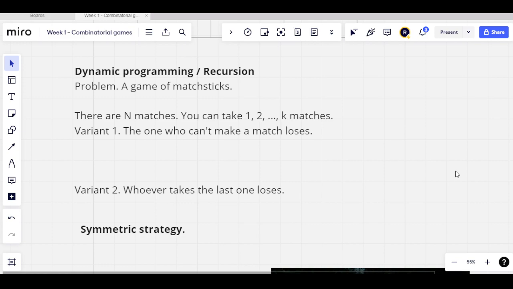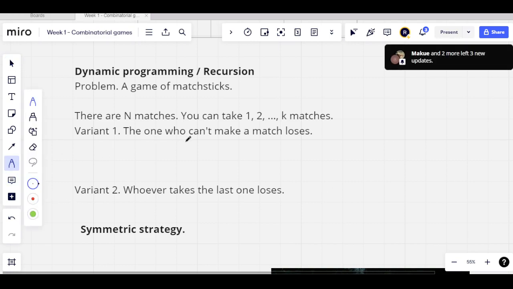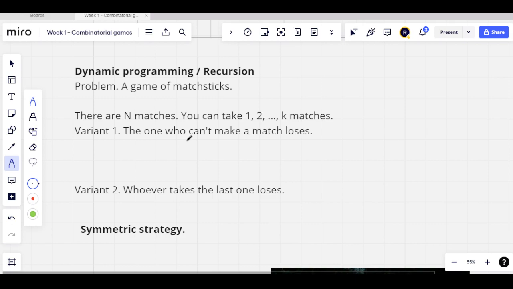Consider the first problem, a game of matchsticks. There are n matches, and each player can take one, two, and so on up to k matches. The first variant of this problem: the one who can't make a turn loses. We can apply dynamic programming or a recursion strategy to solve this task. Who can solve it by this approach?